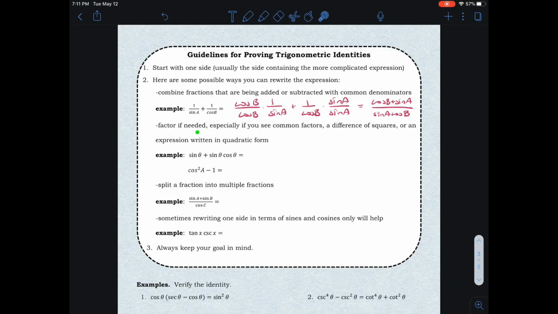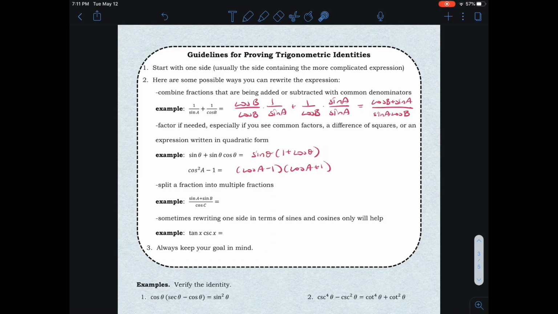Next, you might have to factor if needed. And a lot of times you'll know whether you factor or not if you see common factors, maybe a difference of squares, or something that's written in quadratic form. And a lot of times those would be indications of, hey, maybe you should try to factor and see what happens. So for example, here I have sine of theta plus sine of theta cosine theta. If you notice, they both have sine of theta in common, so I can factor out my greatest common factor. I'll be left with 1 plus cosine of theta. In the second example here, this is a difference of squares, which, if you remember, would become cosine of a minus 1, cosine of a plus 1. So factoring is something you always want to keep in the back of your mind, okay?